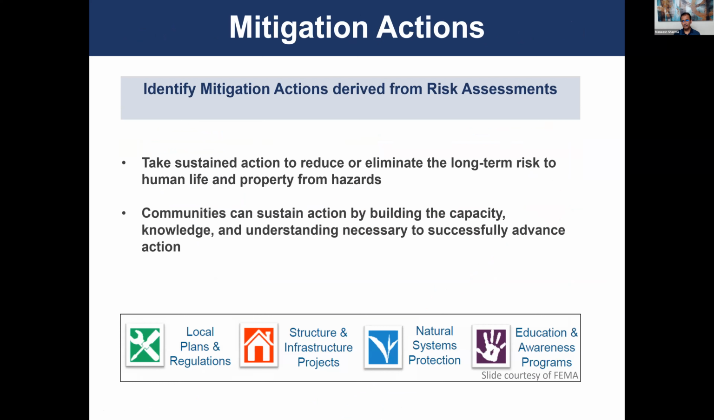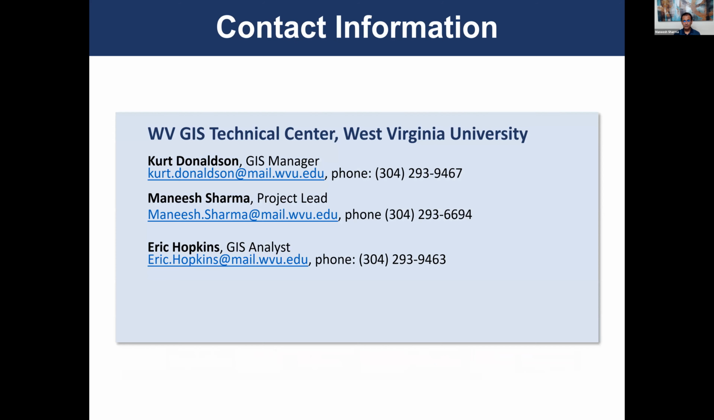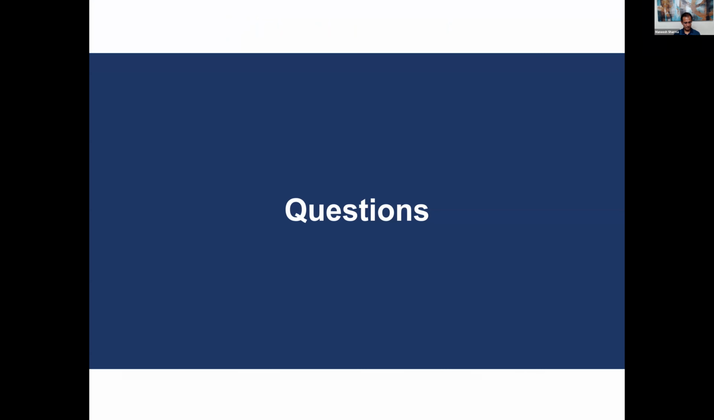And finally, once these outputs are with each community, hopefully they can identify mitigation actions based on the different risk in each community. And there are different FEMA grants available, like BRIC grants, things like that. Once the mitigation actions take place, hopefully that will help build resiliency in this state. So that is my last slide. And this is contact information for us at Tech Center. And if you have any questions.